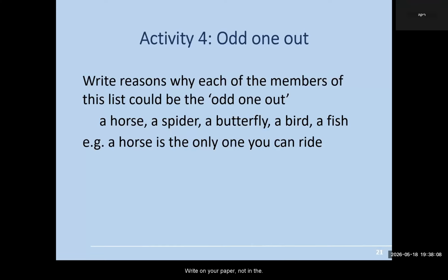Write on your paper, not in the chat box. But where's the sentence?